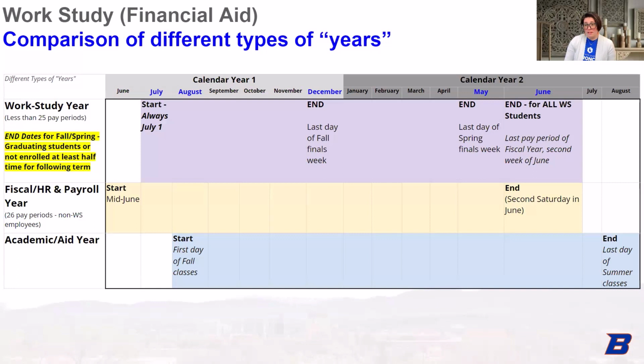At the end of each term, for students who are not continuing on for the next term, so either they are not enrolled at least half-time or they're graduating, the last day for them to work is the last day of finals week. So for fall, that was December 15th. And for spring, it's going to be May 3rd. So if they're graduating or not continuing on at least half-time or greater, then the last day to work is the last day of finals.